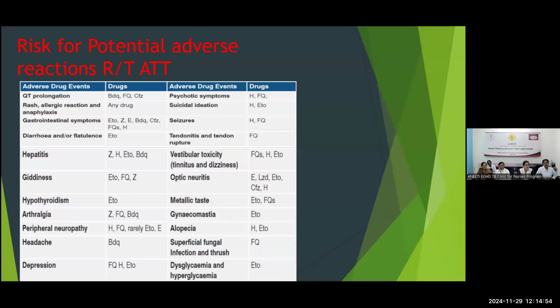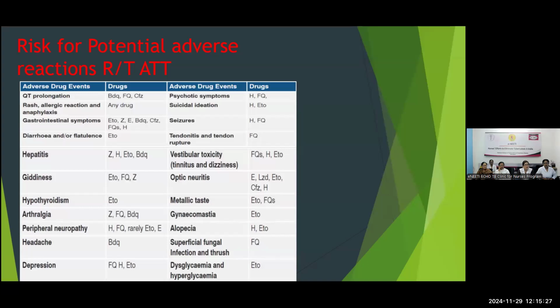Depression can be due to isoniazid, ethionamide, and cycloserine. There are some psychotic symptoms also, which can be due to isoniazid. Suicidal ideation can be due to isoniazid and cycloserine. Seizures can be due to isoniazid, and tendon rupture can be due to fluoroquinolone. Vestibular toxicity can be present in many patients, and it can be due to isoniazid and ethionamide.